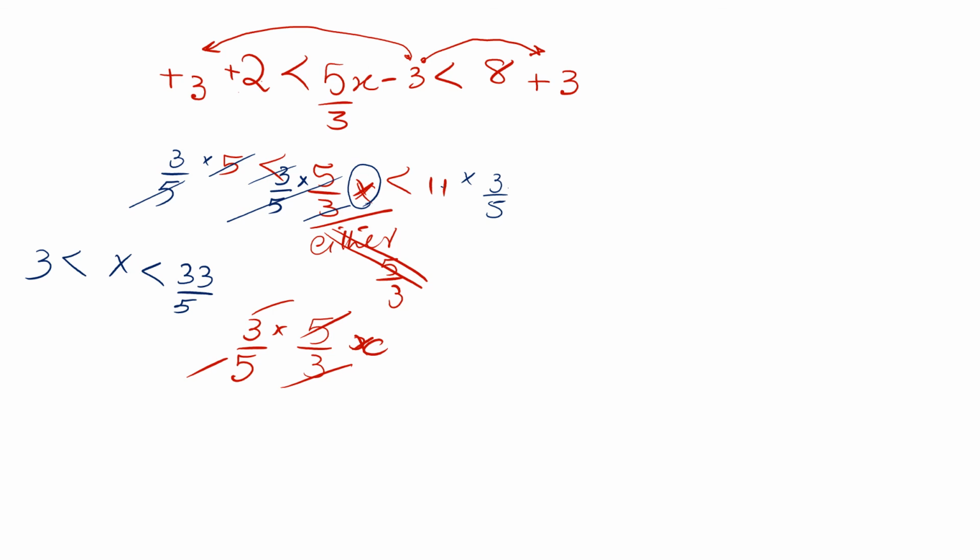Now the thing is how will you solve such kind of questions in the interval notation? So in the interval notation, since x is in the middle, you will write 3, the first number, comma, and this one is 33 over 5. Now if both inequalities are less than, you will use the small bracket, and this inequality also less than, so you will use this sign.